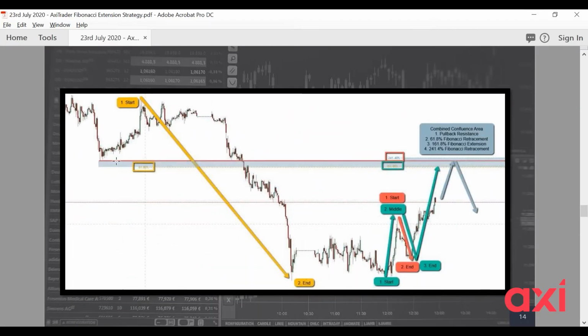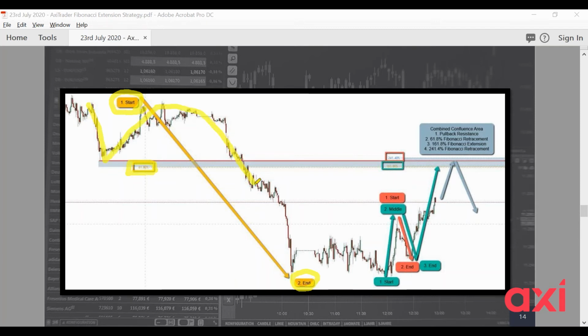Of this Fibonacci extension, this is another example. Our starting point is over here, and our ending point is over here. Fibonacci retracement identifies a 61.8 retracement here. Not only is there a 61.8 retracement, but it lines up very nicely with this.